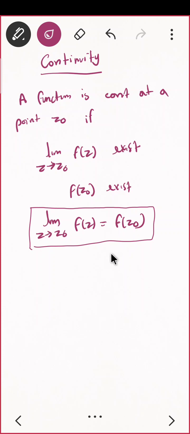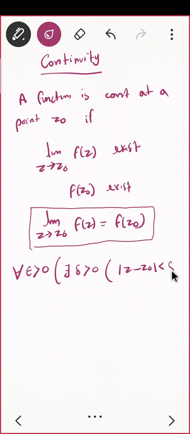Can you tell me anyone? Definition, that means your BSc definition. For all epsilon positive, yes, there exists delta positive satisfying, what is the condition delta is satisfying? Mod of z minus z naught is less than delta, and one more bracket, such that mod of f of z minus f of z naught is less than epsilon, bracket close, correct.